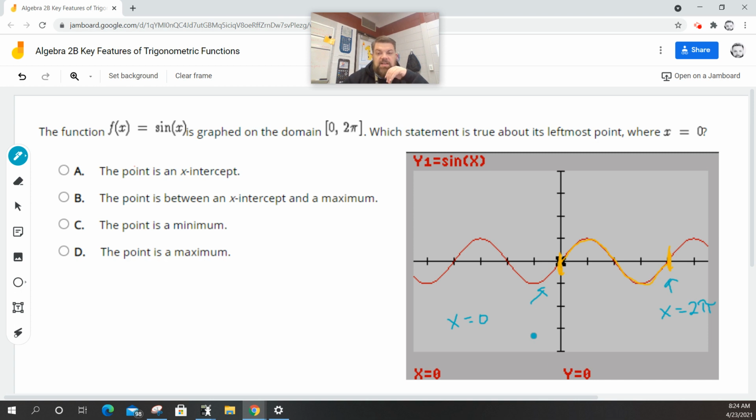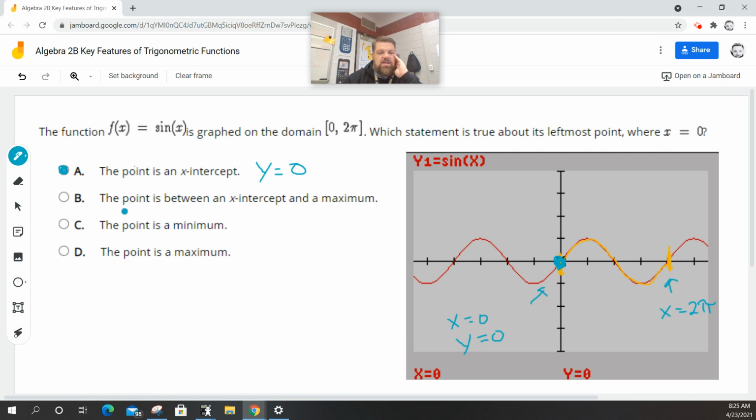Okay. And then it says, which statement is true about the leftmost point? Well, we know this point right here. So they want to know what's true about this point right here. Well, first and foremost, y equals 0. So the point is an x-intercept. Well, yeah, that's true. Can it be that easy? I think so. Is that the x-intercept? Yeah, because y equals 0. Right, the x-intercept occurs when y equals 0.